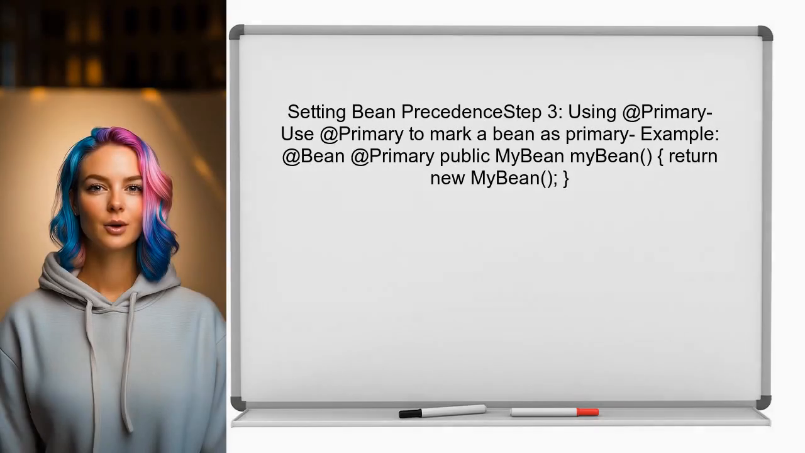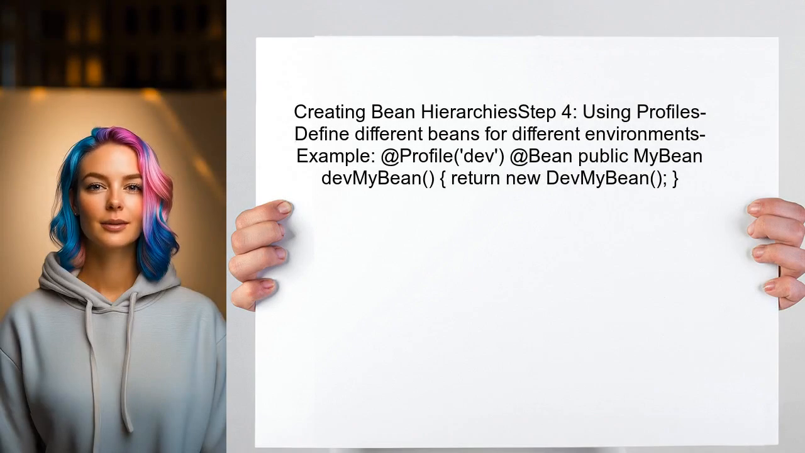If the user wants to give specific precedence to their beans, they can use the @Primary annotation. This annotation marks a bean as the primary candidate for auto-wiring. Finally, the user can create a hierarchy of beans by using profiles. This allows them to define different beans for different environments, ensuring the correct beans are loaded based on the active profile.